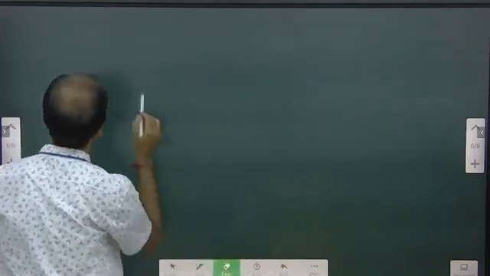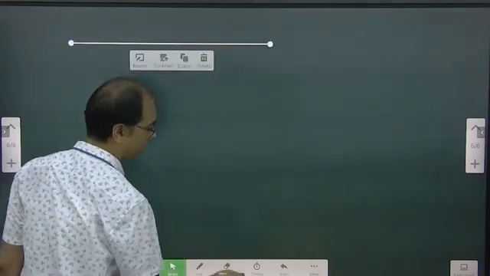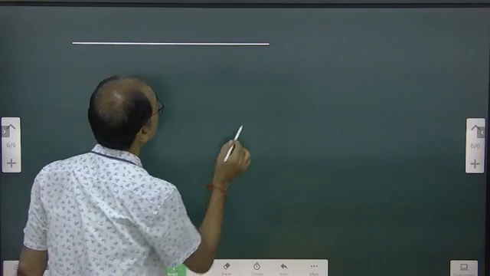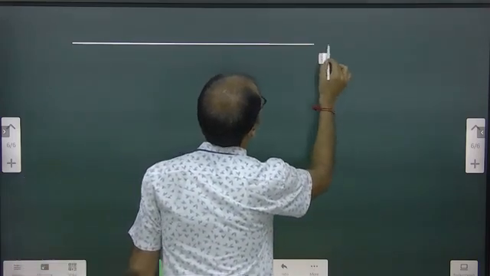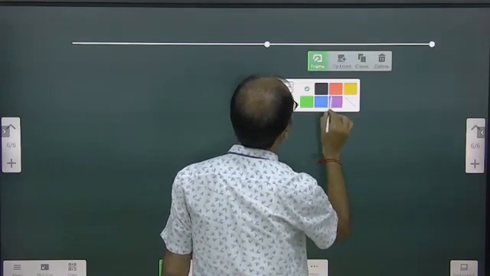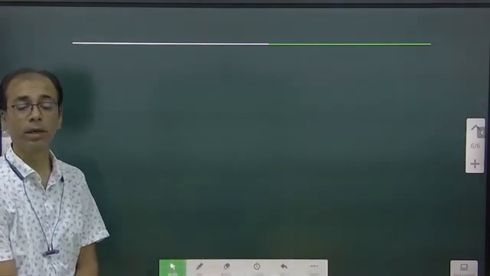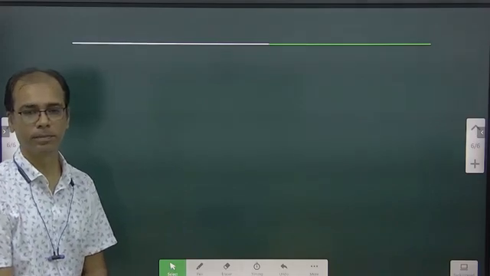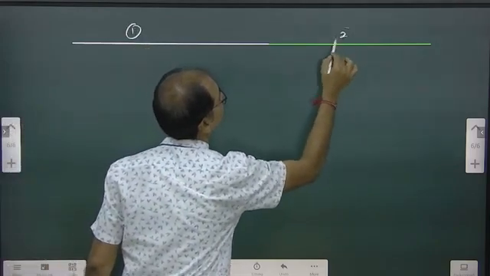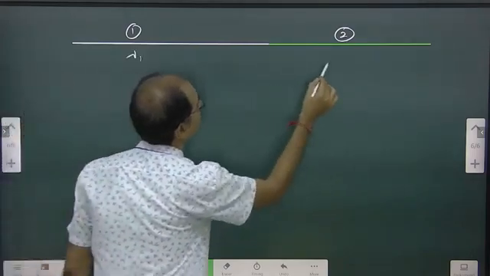So one string is like this. Another string from here. There are two strings, but their mass densities are different. This is string 1 and this is string 2. The mass density of string 1 is lambda 1 and of string 2 is lambda 2.